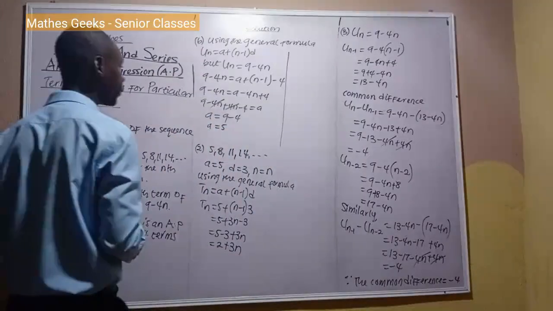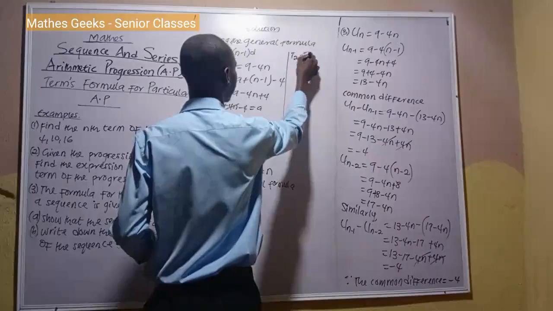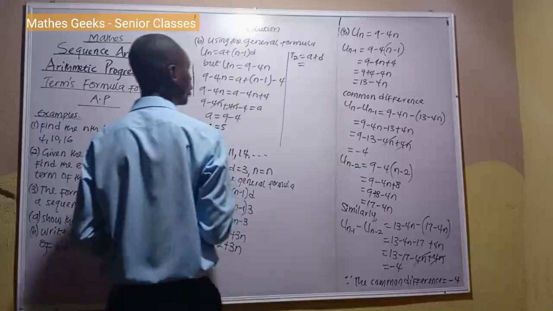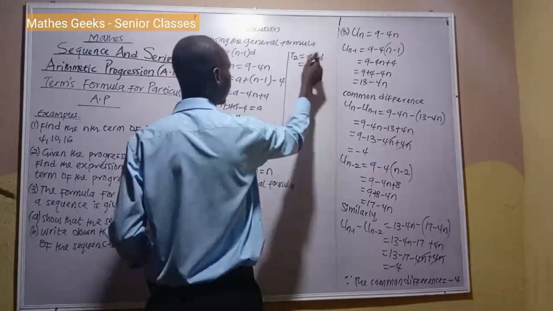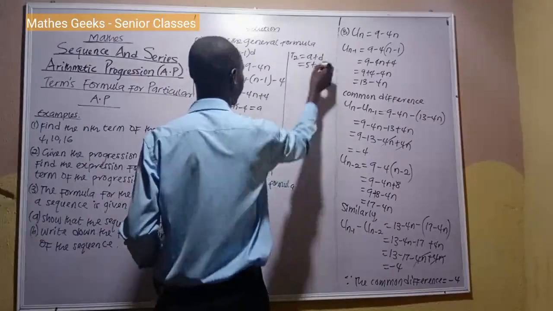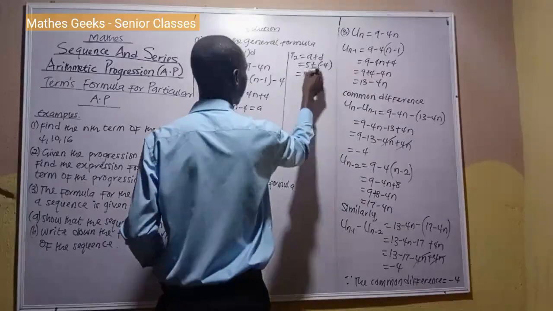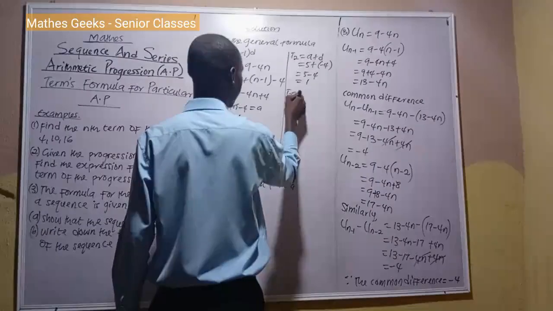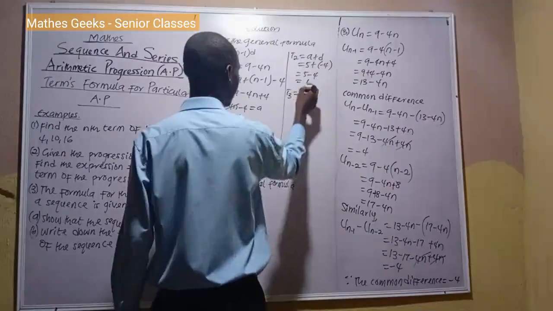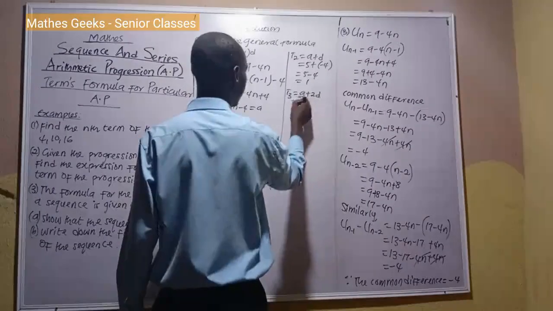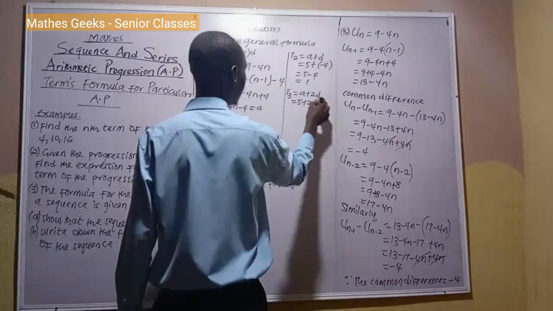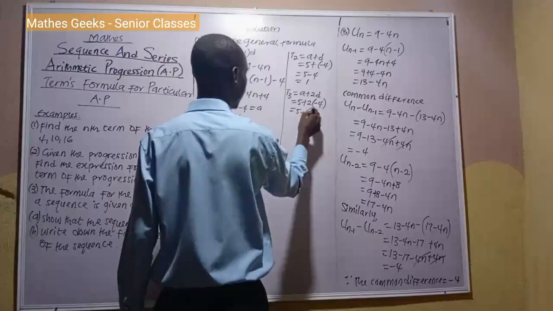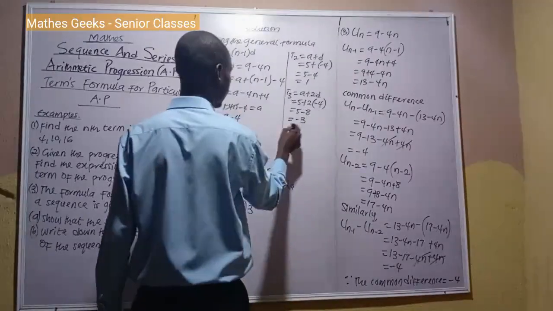Then the second term, T2, is a plus d. So now we can use the general formula to get the second term. 5 plus common difference minus 4. Plus times minus is minus 4. That's equal to 1. T3 is equal to a plus 2d. That's 5 plus 2 times minus 4. 5 plus 2 times minus 4 is minus 8, which gives minus 3.